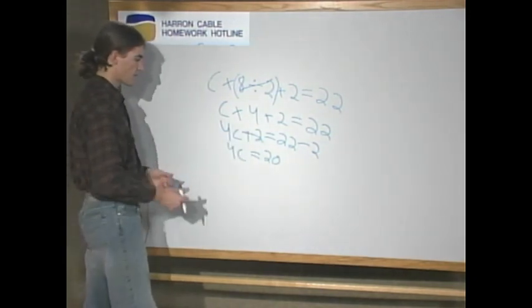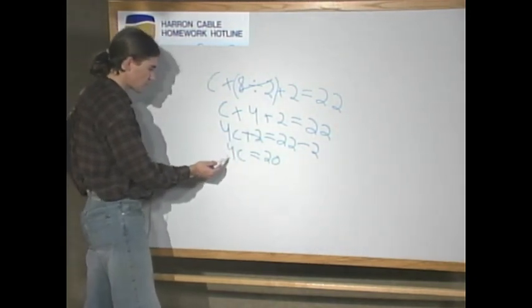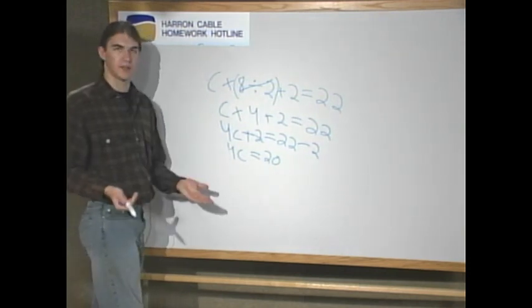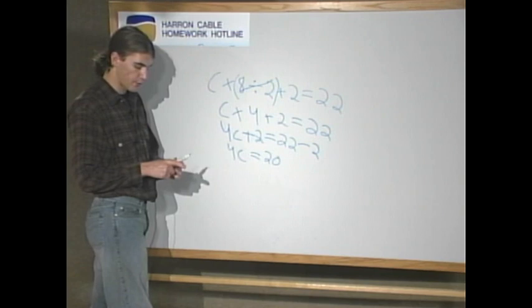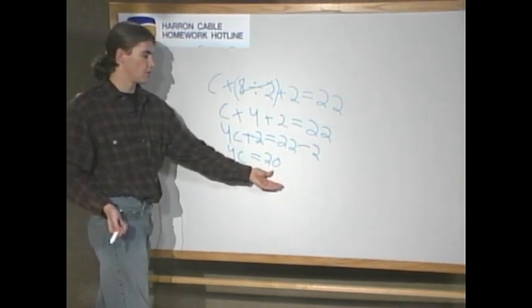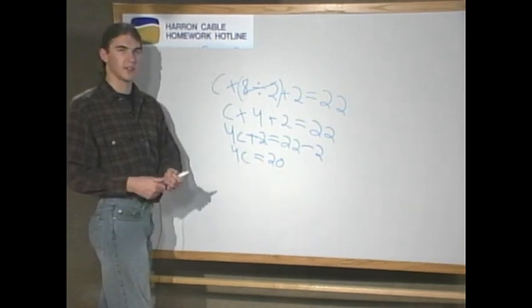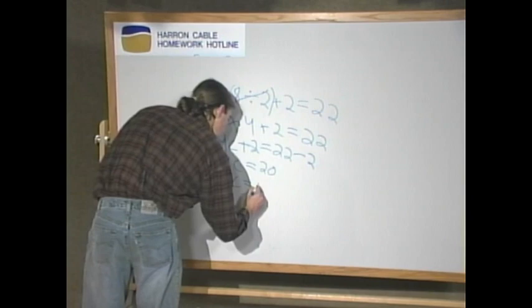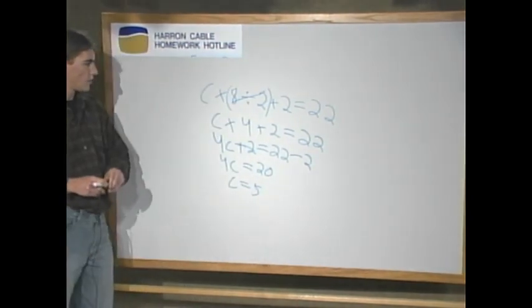Yeah. Okay. And then in order to get rid of this 4, it's 4 times C on this side. That's multiplication. So in order to get rid of the 4, what would you do on this side? You subtract. No, you divide. The opposite. Divide, and it would be 5. Exactly. C equals 5. That's your answer. Oh, thank you.